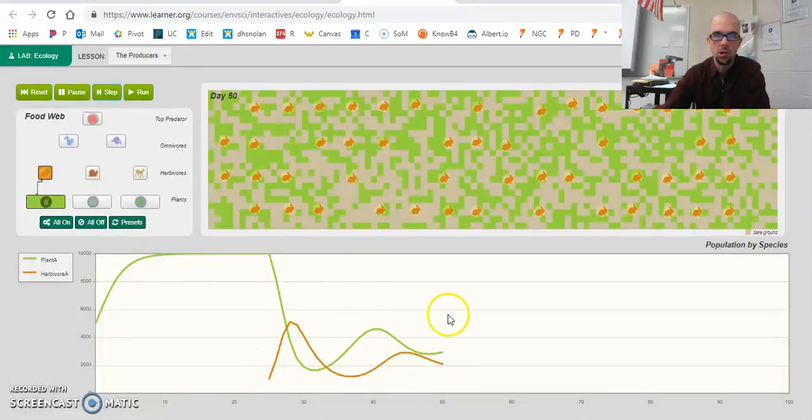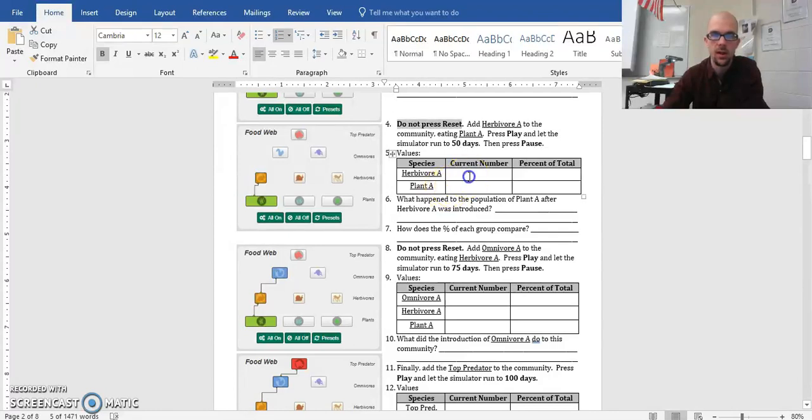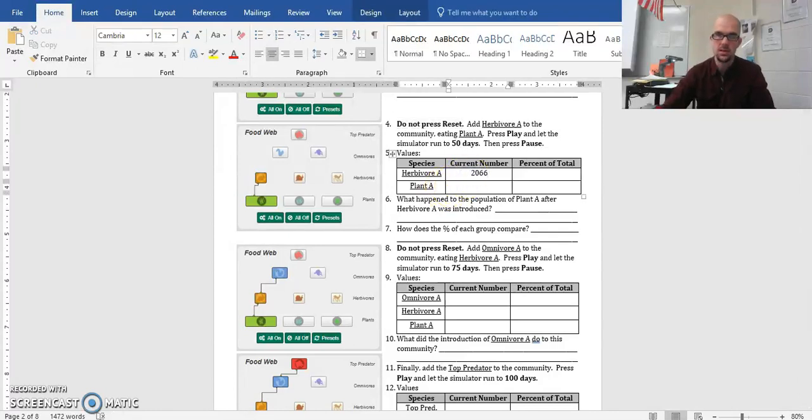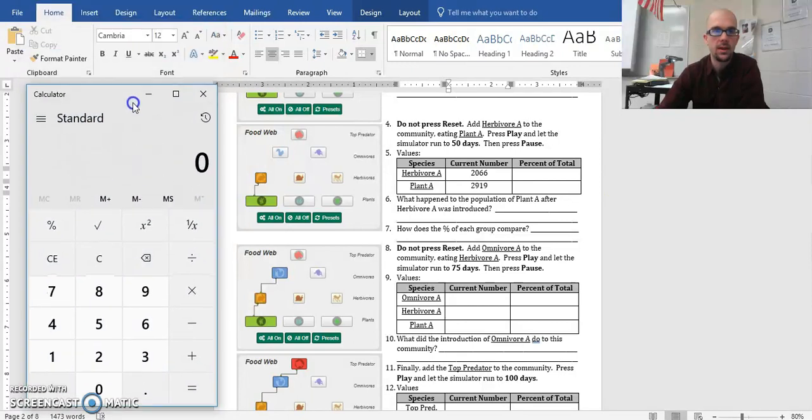So if we look at our graphing space, we've let this run for these 25 more days, we see that herbivore A has got 2,066 organisms. And plant A has got 2,919. So I'm going to type those values in here, that herbivore A is 2,066 and plant A is 2,919. But now I have to calculate the percent of the total. So to do that, I'm going to show you how to deal with this. I'm going to bring up my calculator. It's going to bring that up on my screen.